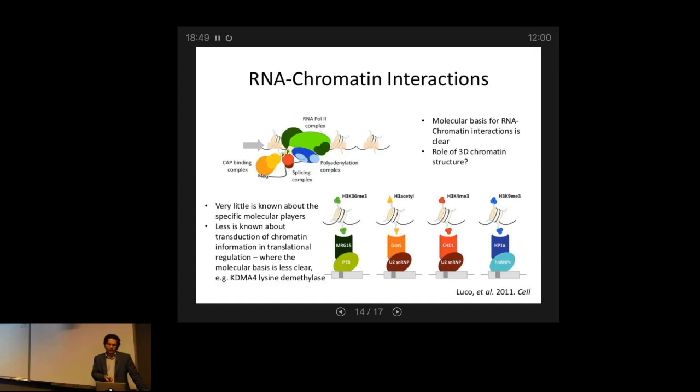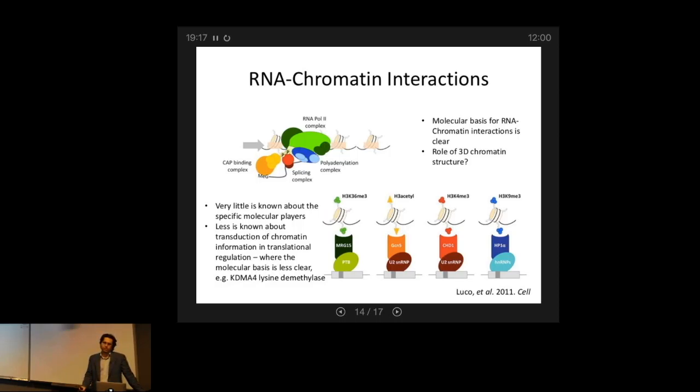RNA chromatin, so more about RNA chromatin interactions. So Luco and Misteli in 2011 had this nice little review. The molecular basis for RNA chromatin interactions is really clear. Something that's been missing from this entire story and is still missing is the role of 3D chromatin structure in assessing these interactions. Since people first started doing chromatin structural assays, we've thought a lot about transcription factories and stuff like this, but what about the effects on co-transcriptional splicing?